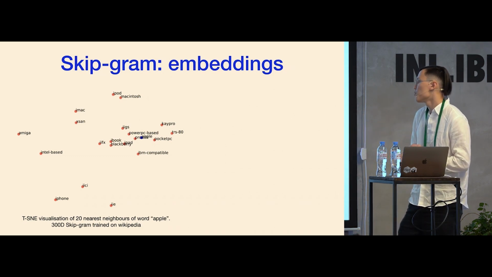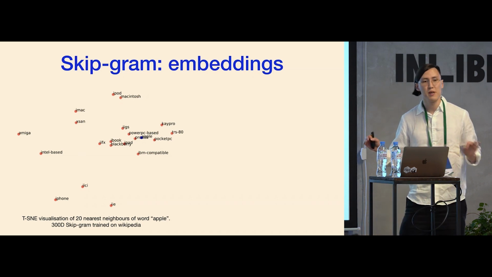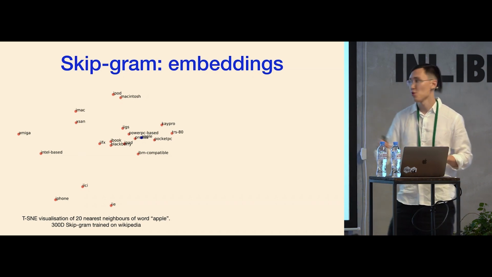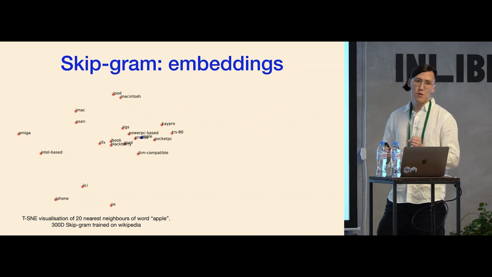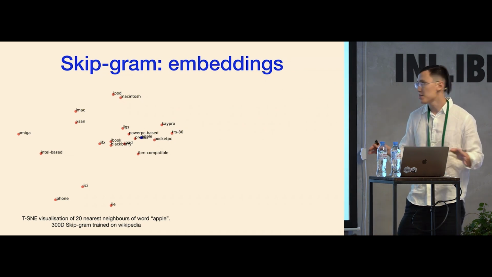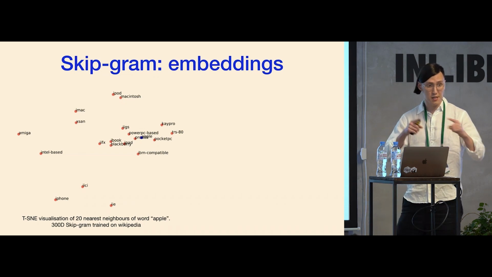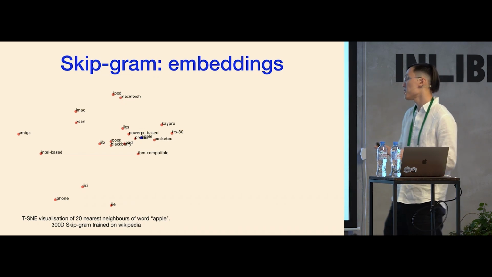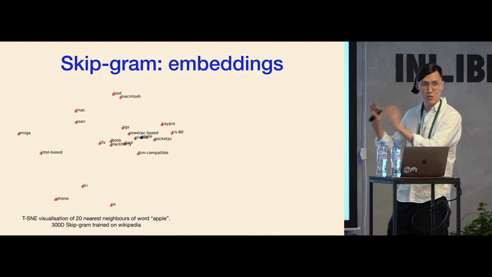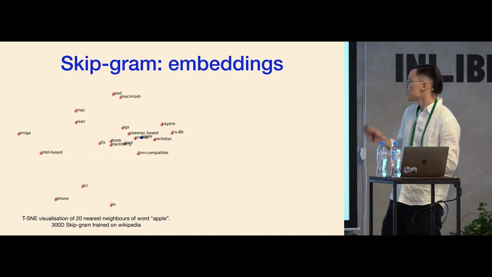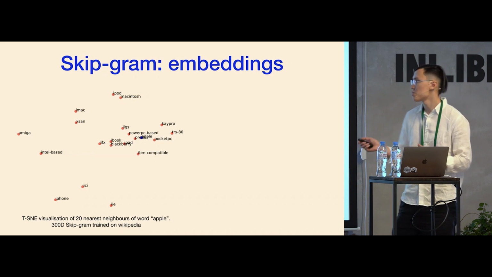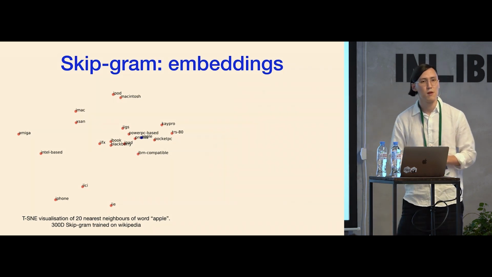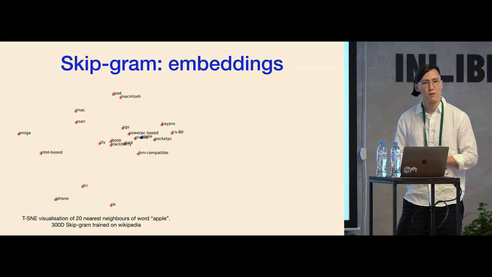Here, what I did, I trained a 300-dimensional model, that's a fairly high-dimensional model, on the whole Wikipedia. And I took the word apple, I took the 20 nearest neighbors of this word in the learned embedding space, and I applied TSNE just to put this on the 2D space. So does this kind of embedding space look good? Do these results look good to you? No, why not?